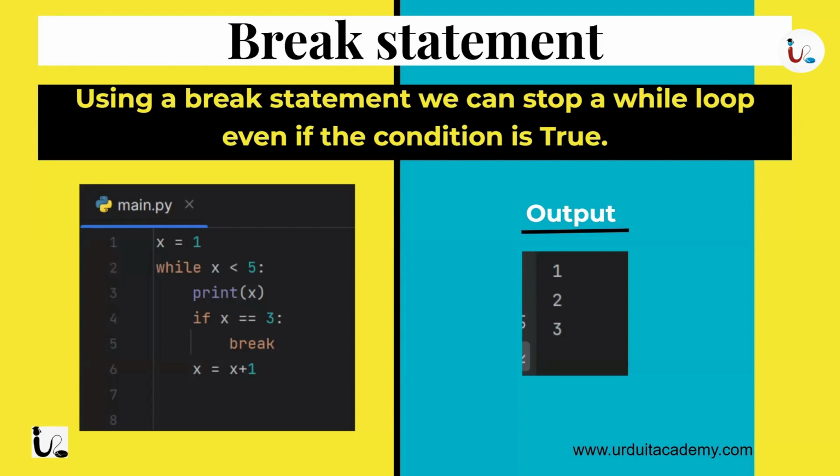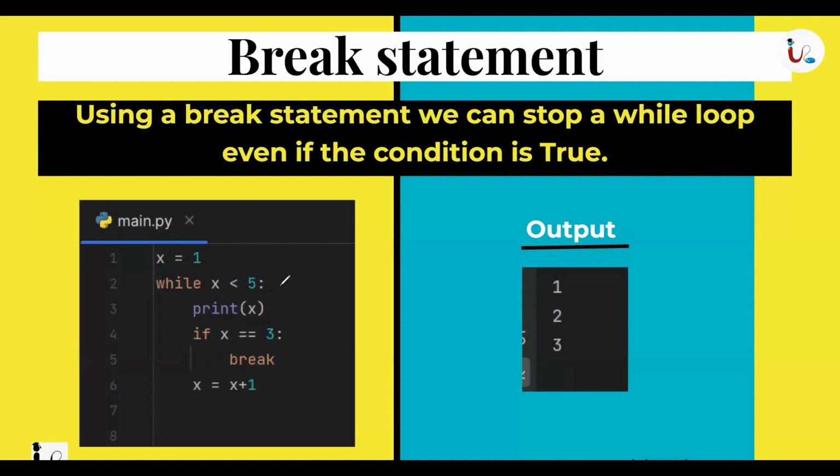I have a variable x equal to 1. So I'm checking while x less than 5. 1 is less than 5, that's true. So in that case, we are printing x, which means 1. Now I'm checking if x equal to 3. 1 equal to 3 is wrong, right? So the computer will go here. x is incremented by 1, which means the value of x is changed to x plus 1. x was 1, it is changed to 1 plus 1, 2.